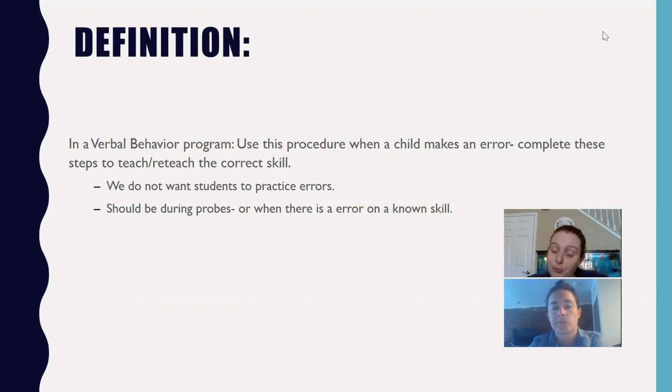When you do probes, you should be ready to use this procedure because we are giving them the independence to answer incorrectly. And then the other time that this is probably going to happen is when you're going through a known skill. They might err on that skill, in which case you need to do this error correction procedure.